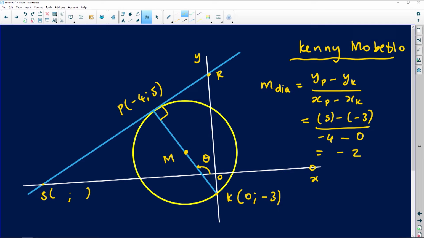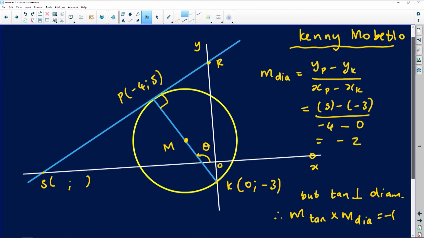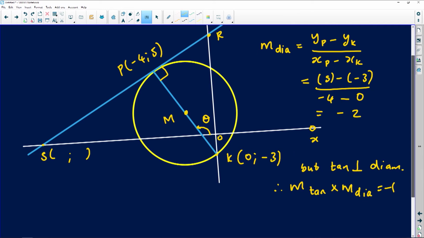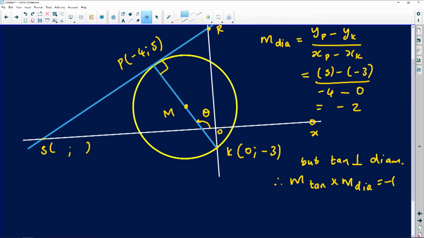But remember what I said: the tangent is perpendicular to the diameter or the radius. Therefore, the gradient of the tangent multiplied by the gradient of the diameter must give us -1. This is what is important. This is what works almost 90% of the time in questions that involve analytical geometry, right? When you multiply the gradient of the tangent and the gradient of the diameter, their product will always give you -1. Which means we can conclude that the gradient of the tangent will be positive, since the first one was negative.